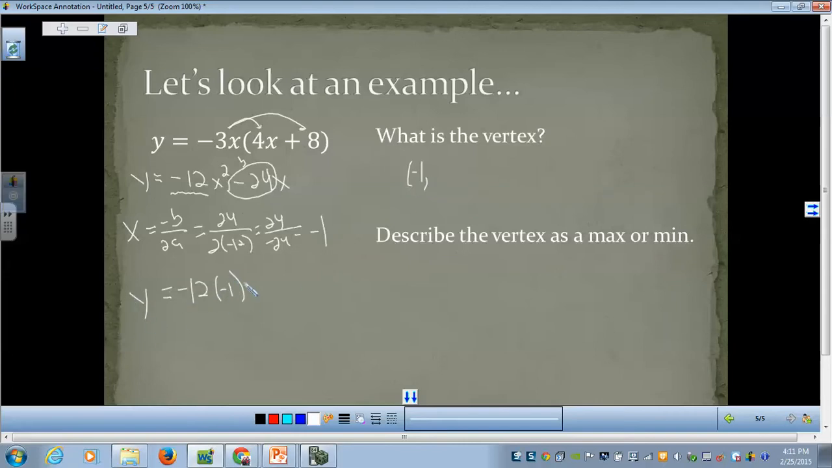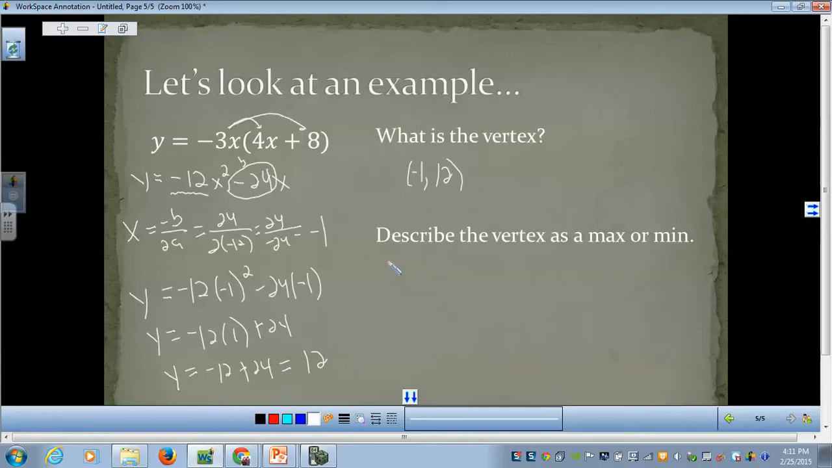So -12 times -1 squared minus 24 times -1. So y equals -12 times 1 plus 24. So -12 plus 24 would be 12. So our vertex is (-1, 12).